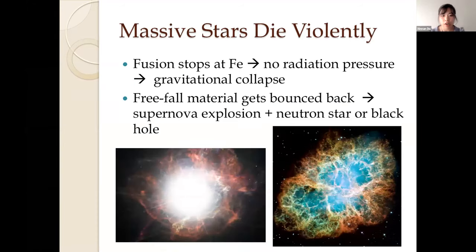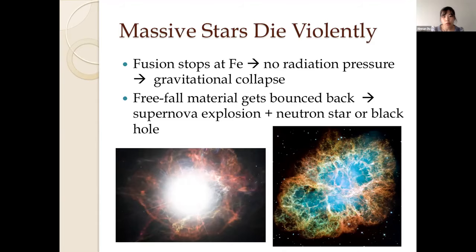So for massive stars, the fusion goes on to form all kinds of heavy elements, including carbon, nitrogen, oxygen, neon, silicon, and all the way to iron, at which point it just cannot fuse anymore in the core. So the fusion stops at iron. And when the nuclear fusion ceases, since there's no outward pushing pressure anymore, gravity will just dominate and there will be a violent gravitational collapse for massive stars.